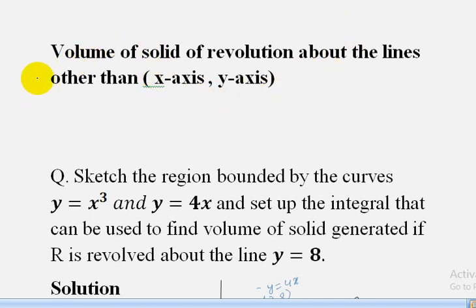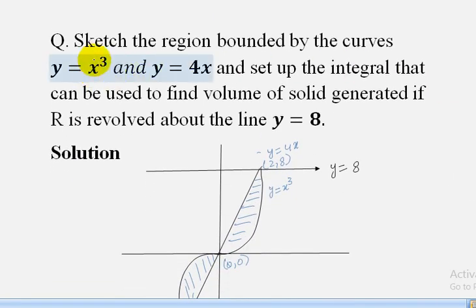Welcome students. In this lecture, we are going to discuss how to find volume of solid of a revolution about the lines other than x-axis or y-axis. We try to solve this question.